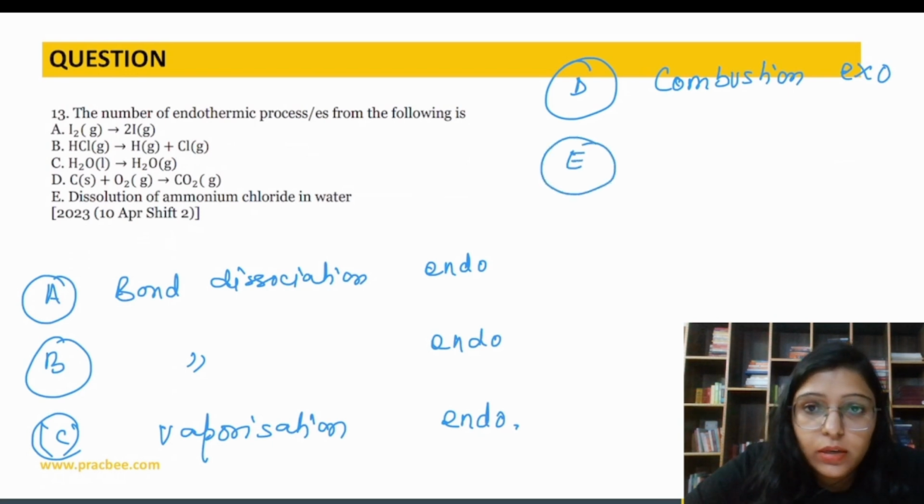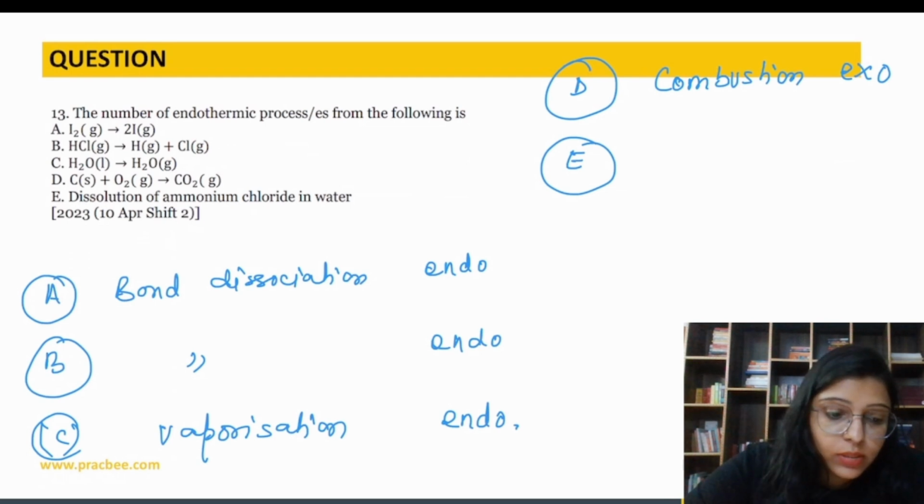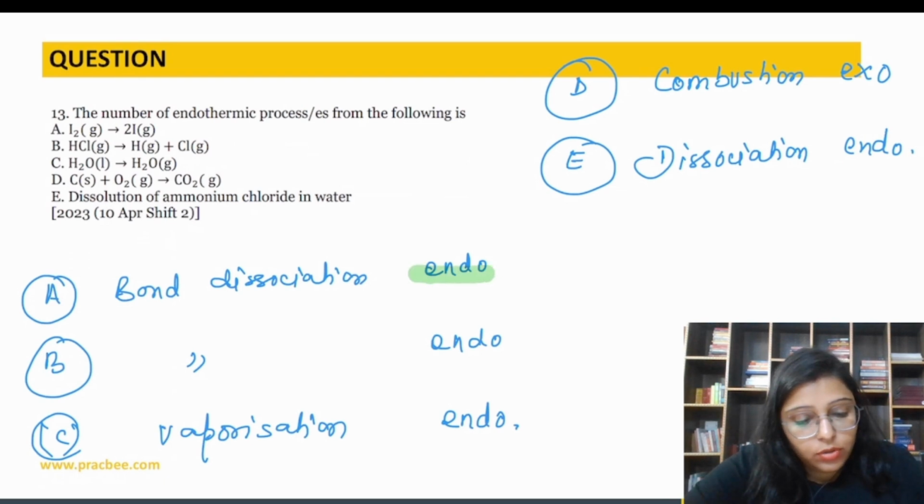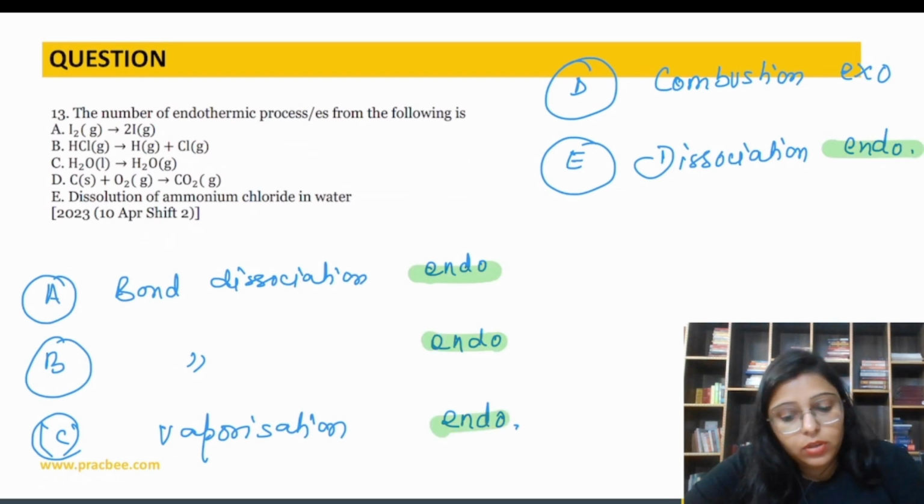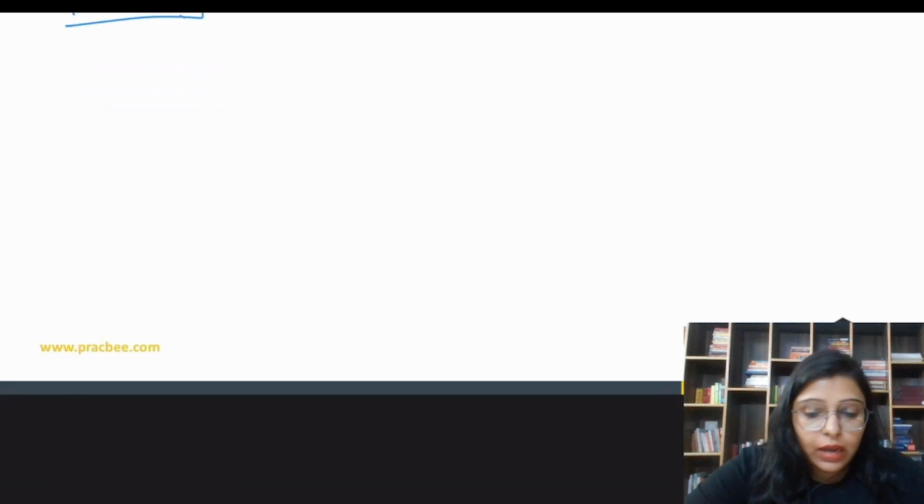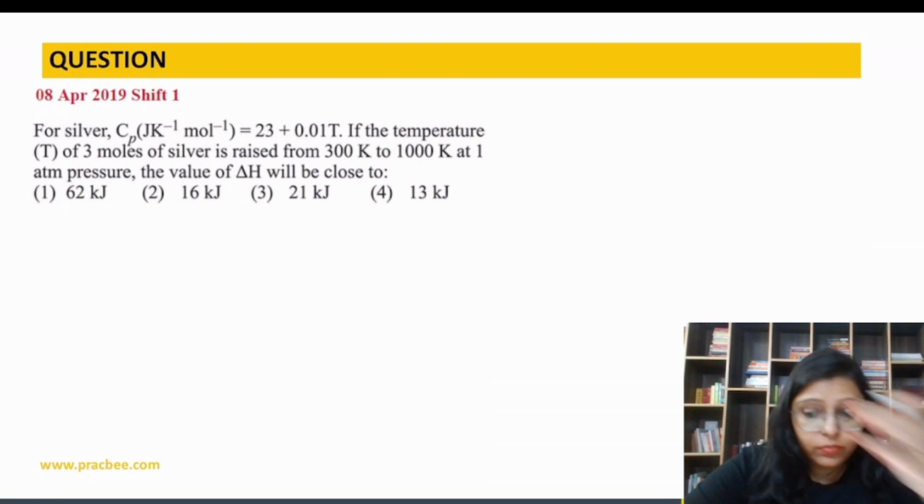E part. Dissolution of ammonium chloride in water. Ammonium chloride dissociates in water. It's a dissociation reaction, so endothermic. So how many endothermic processes do we have over here? We have 4 endothermic: 1, 2, 3 and 4. So the answer is 4. Okay. Now let's do the next question.